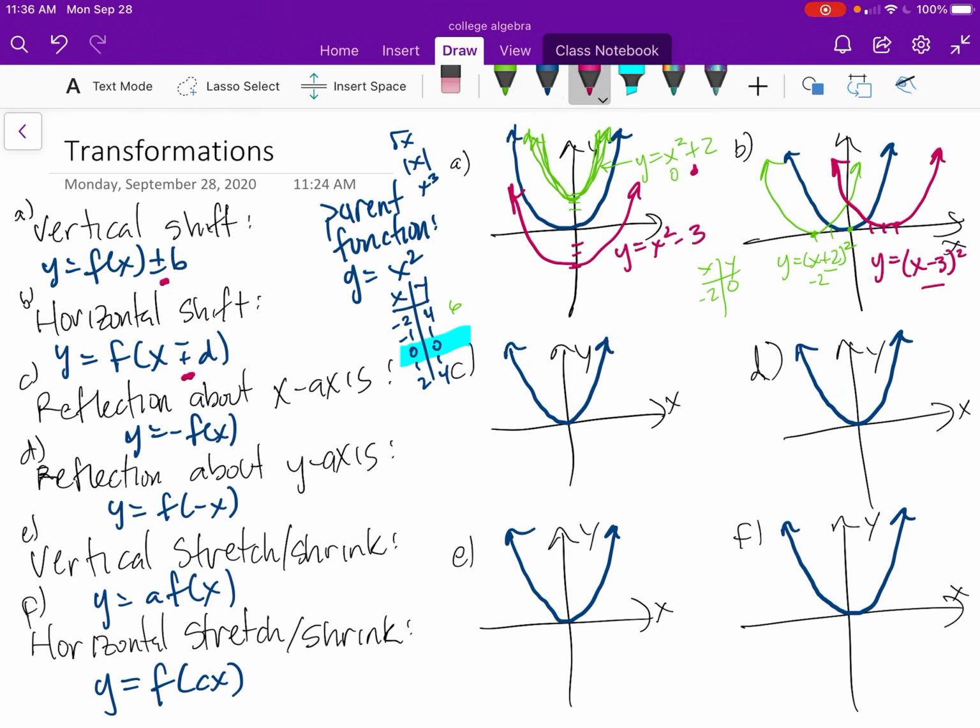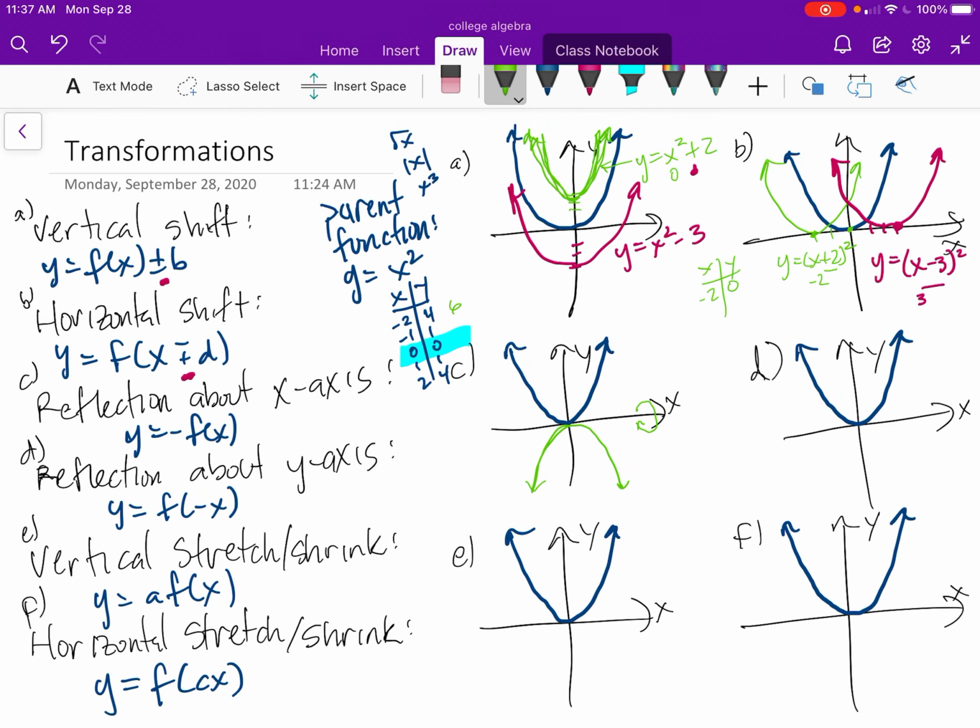And you could see with this x here, right, I would need x to be 3 to get y to be 0. Alrighty, there's horizontal shifts. Reflection about the x-axis. So to reflect about x means mirror image, right? It flips down here. So to get this mirror image, that's a reflection about the x-axis.